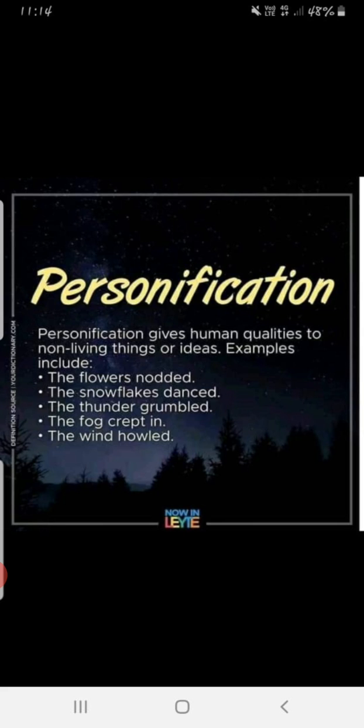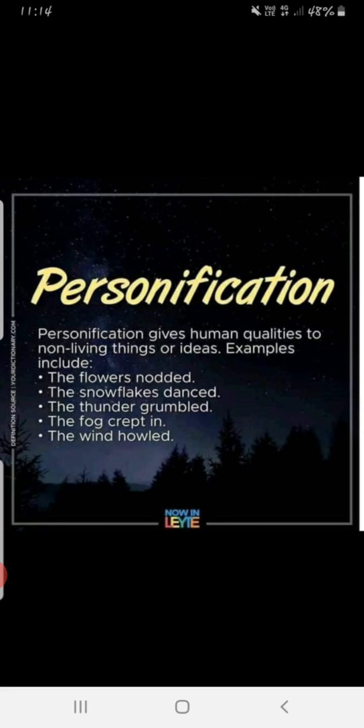That is personification. The thunder grumbled. Yeah, thundering is a noise which occurs when two clouds dash each other. Grumbled means as if it is speaking, as if it is expressing. The thunder grumbled. No, no, the thunder never grumbles. But in figure of speech, in personification, we are telling that the thunder grumbles.